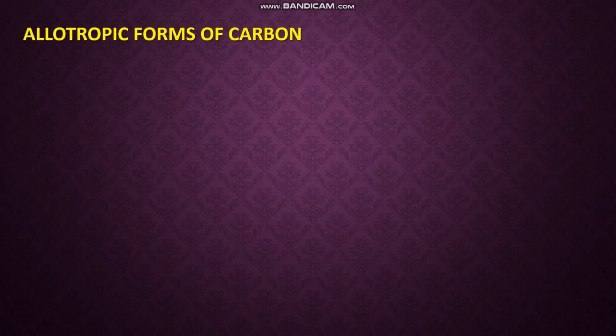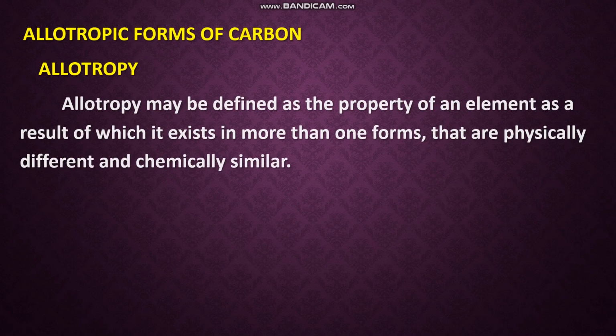Before that, we will see what is meant by allotropy. Allotropy is defined as the property of an element as a result of which it exists in more than one form that are physically different and chemically similar. That means the same element exists in different forms having different physical properties but the same chemical properties. As they exist in different forms, their physical properties are different.